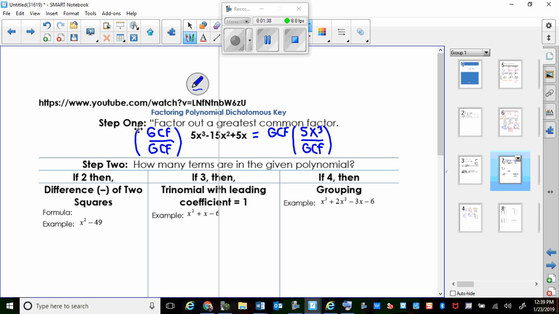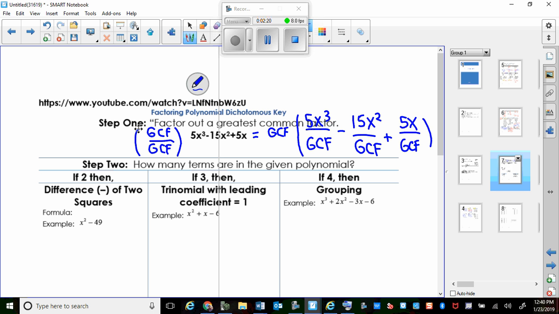I would have negative 15, sorry. So our GCF is going to be way out here. Let me rewrite that a little bit over. So parentheses, first term 5x cubed divided by our GCF. Keep the parentheses open. Negative 15x squared divided by the GCF, plus 5x divided by the GCF.